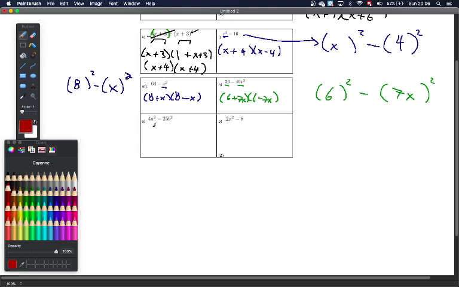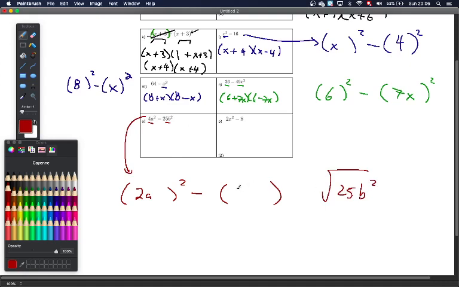Next one. Again, we have a subtraction sign in two terms. So I ask myself, can I square something in 4a²? Well, if you change this to 2a, that is the same thing as 4a². And if you change 25b², if you square root 25b², well, the square root of 25 is 5, and the square root of b² is b. So now we have, once again, two brackets. We have 2a, 5b, 5b, and then plus, minus.